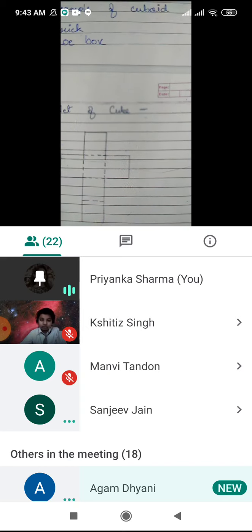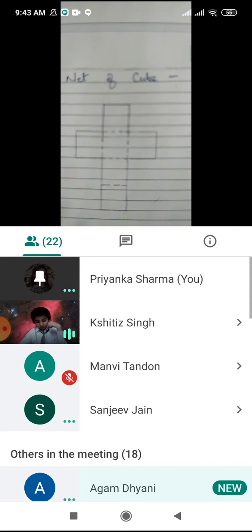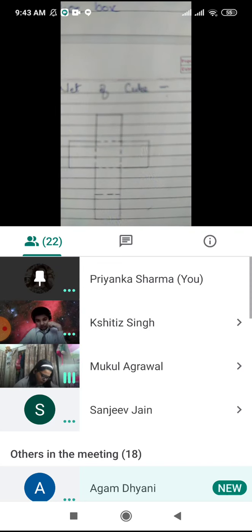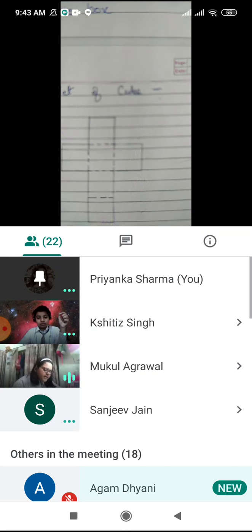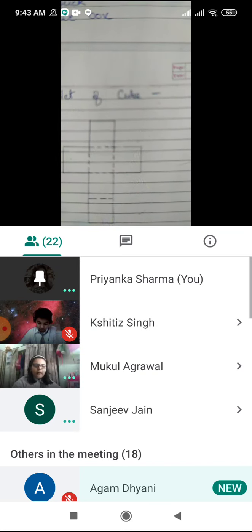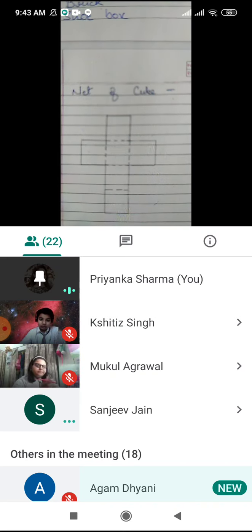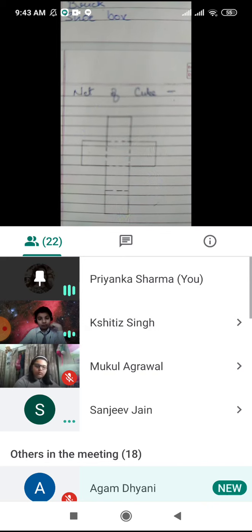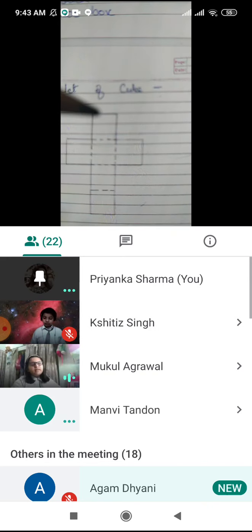What is the question given? I don't have a book, beta. You read the question. First, you have to draw the cube, na? Is any measurement given, or do you directly have to draw a cube? Okay, okay, okay.